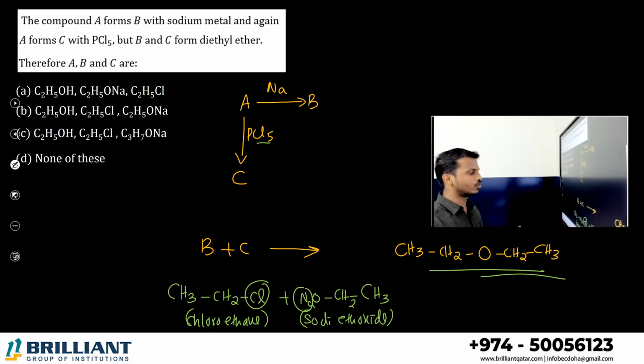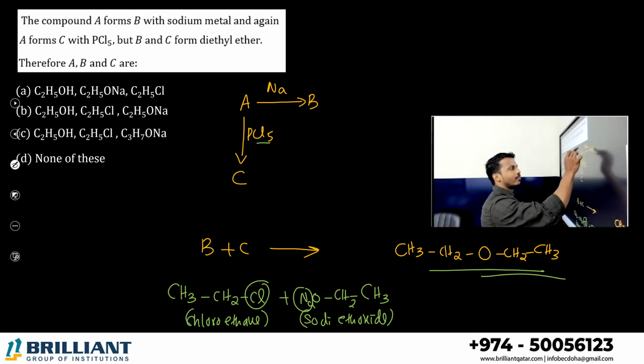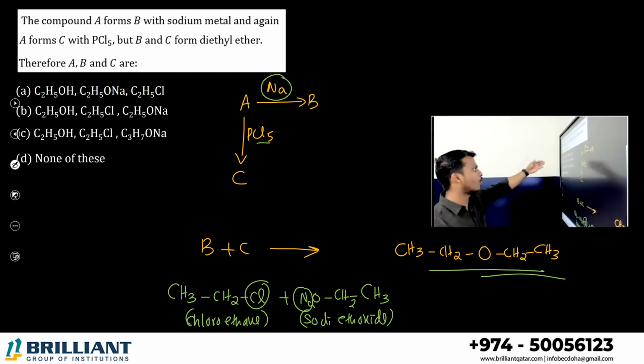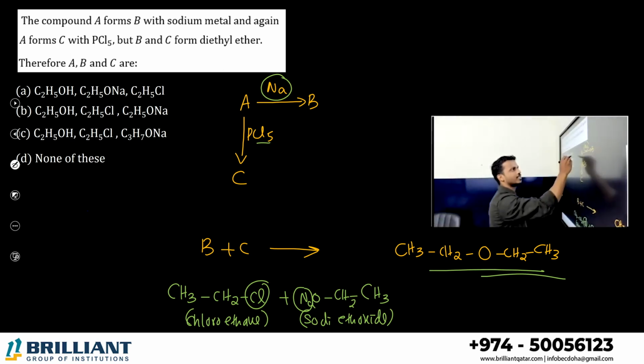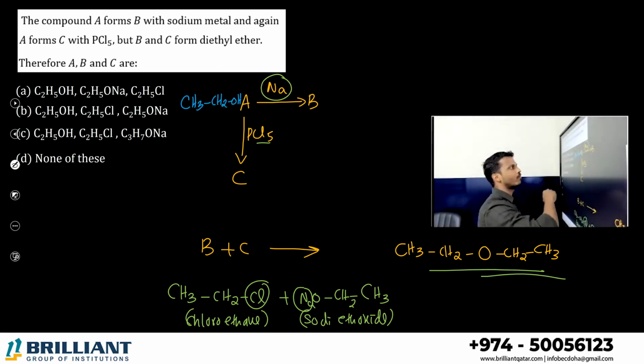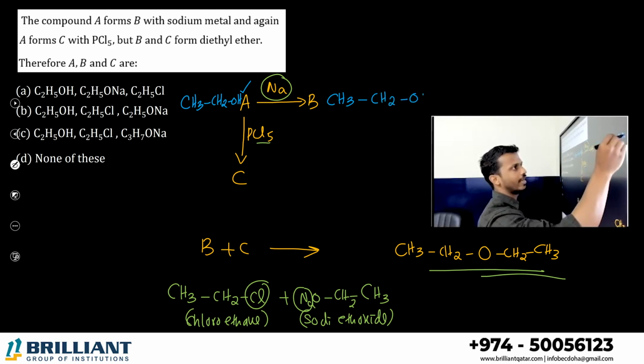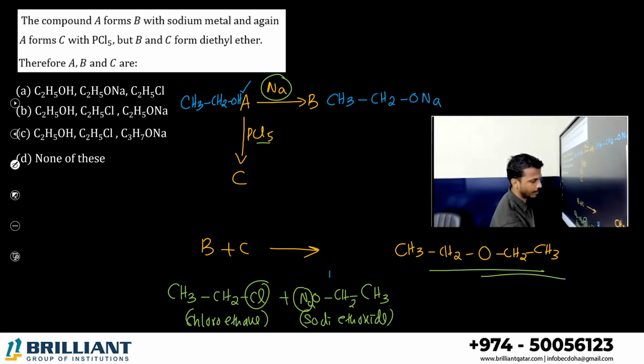Now come back, but I don't know which is B and which is C. A is treated with sodium and you get B. So what can A be? Looking at the given options, all are ethanol. So let me start with A. A can be ethanol, CH3CH2OH. Ethanol, when you treat it with sodium, what happens? This hydrogen is replaced by sodium, and you get CH3CH2ONa. This is your compound B.